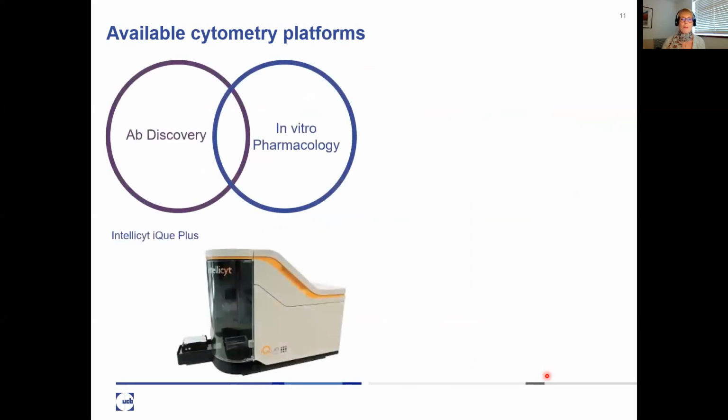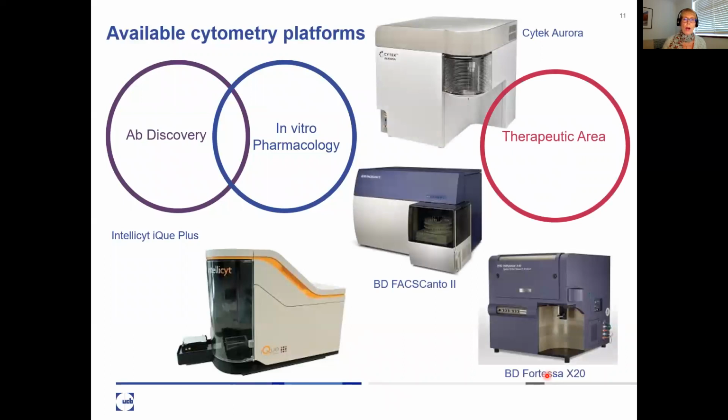So I'd like to just mention the cytometry platforms that we currently have on site. Antibody discovery and in vitro pharmacology deploy IntelliSite IQ platforms. The robot interface and the software support low sample volume, high throughput screening. And these platforms work quite well.